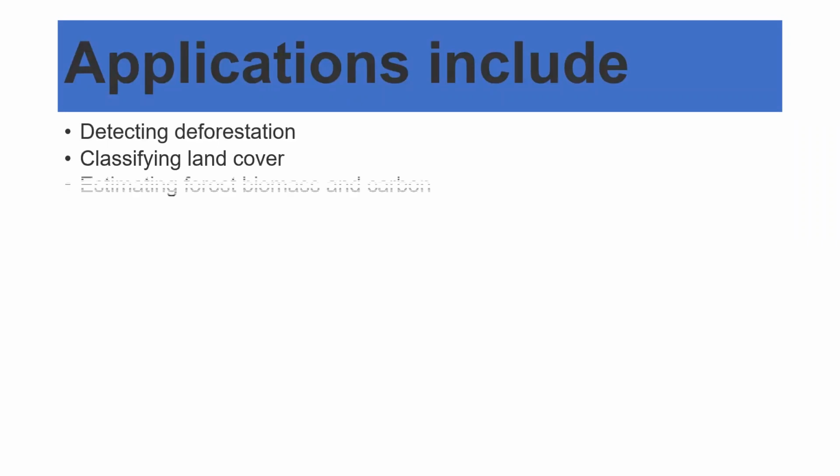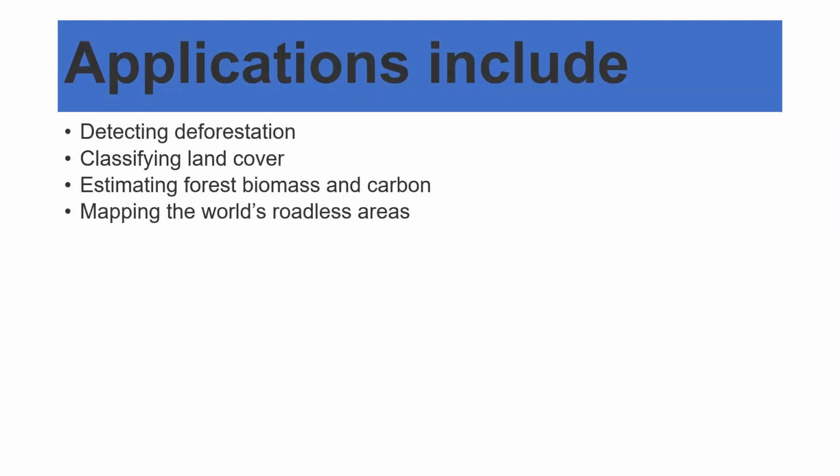Using the Google Earth Engine platform very quickly and very efficiently. First of all, it's detecting the deforestation. I can include some applications. You can easily detect the deforestation, then land cover classification, then estimating the forest and biomass carbon, then mapping the world's roadless areas, then assessment of plant health status.